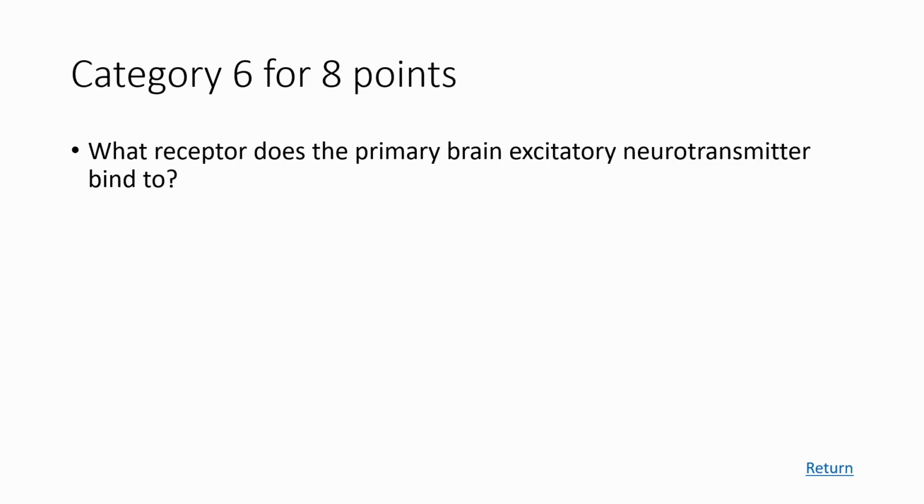What receptor does the primary brain excitatory neurotransmitter bind to? What is the primary excitatory neurotransmitter in the brain? Glutamate. What does glutamate bind to?